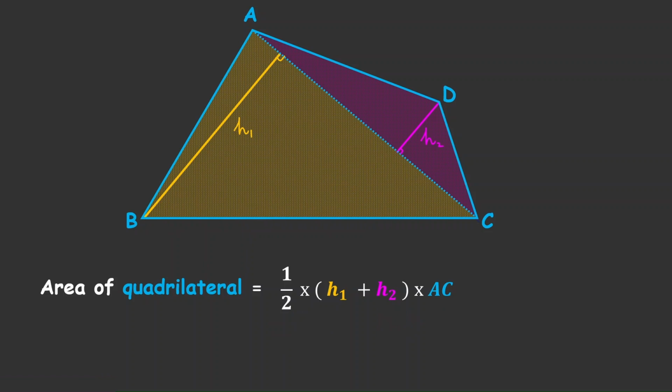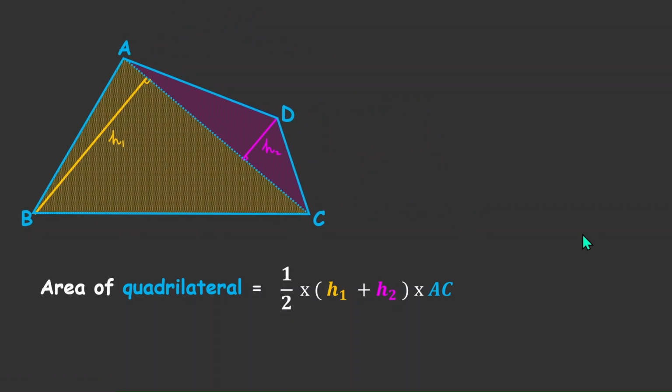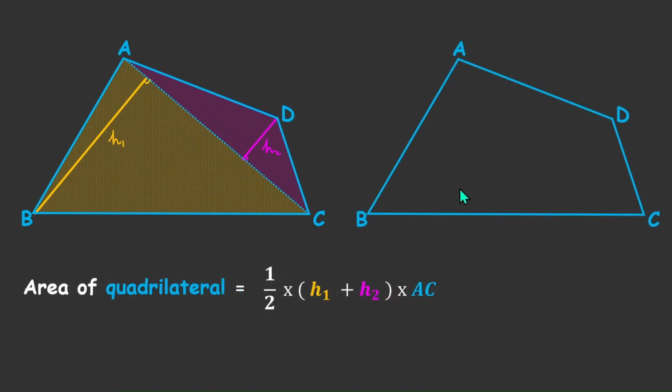But now, a question you might ask is, okay, we took this diagonal as the base. But what if in this quadrilateral, we took this diagonal as the base? So let's look at that. We again have our same quadrilateral here. And let's take BD as the diagonal now. So BD is our diagonal. And these are the two respective triangles we get.